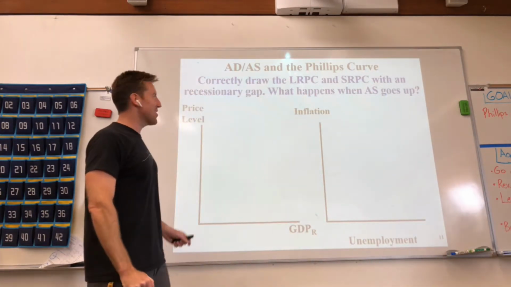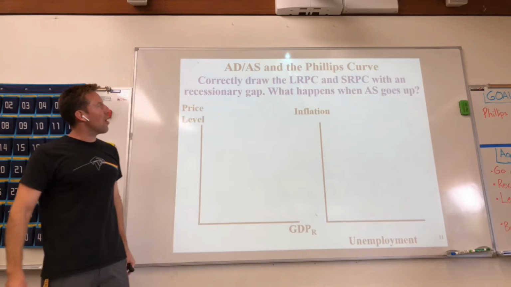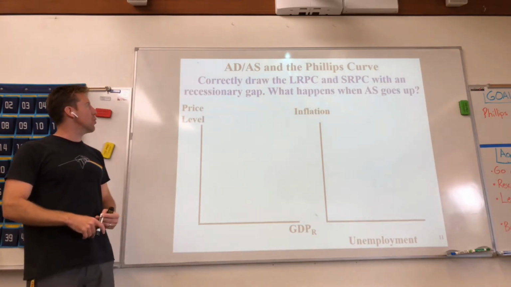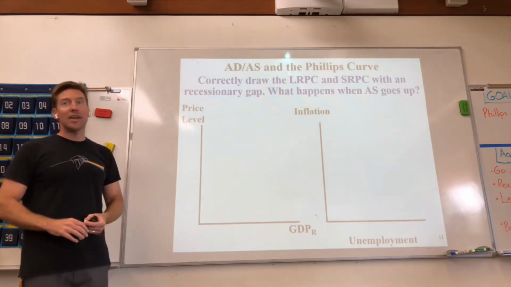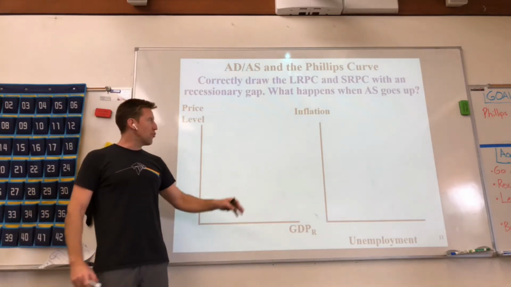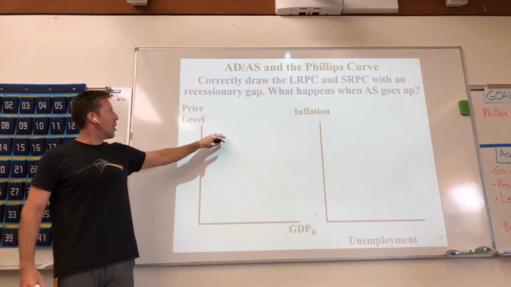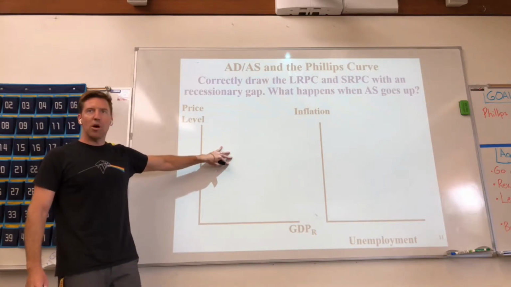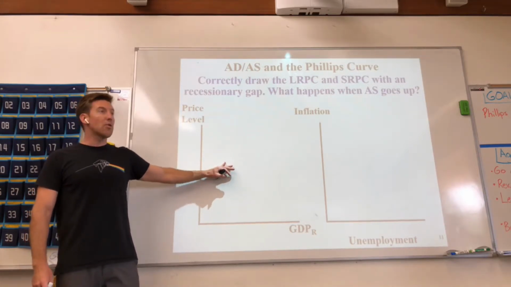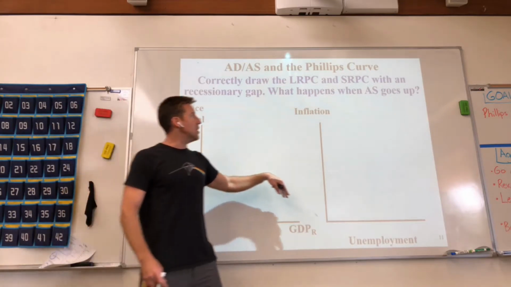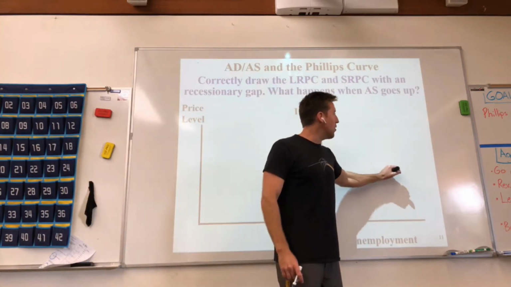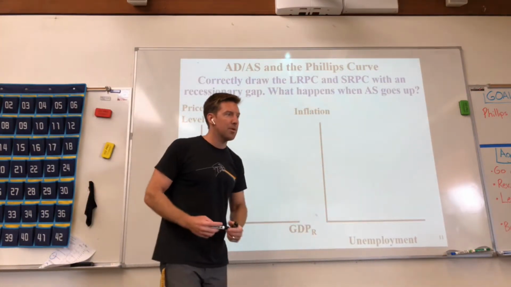Good assist. So let's correctly draw our long run Phillips curve and our short run Phillips curve in a recessionary gap this time. So draw out your long run aggregate supply, aggregate demand model showing us an equilibrium in a recessionary gap, and then show it over here on the Phillips curve in a recessionary gap.